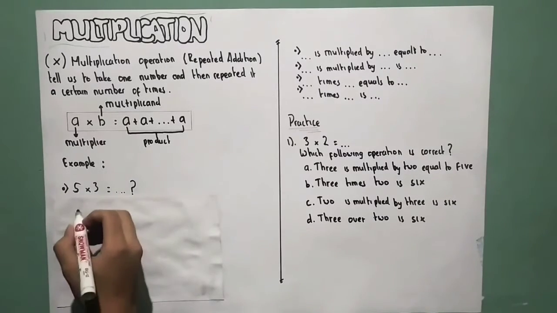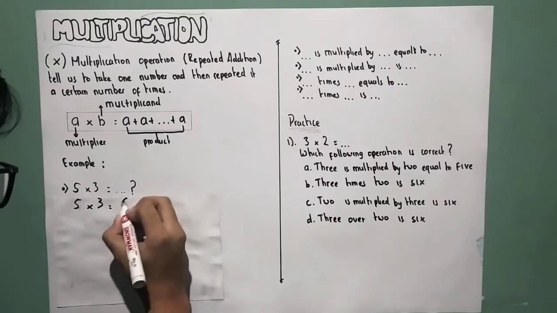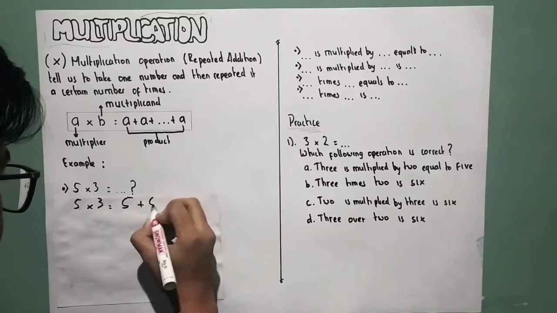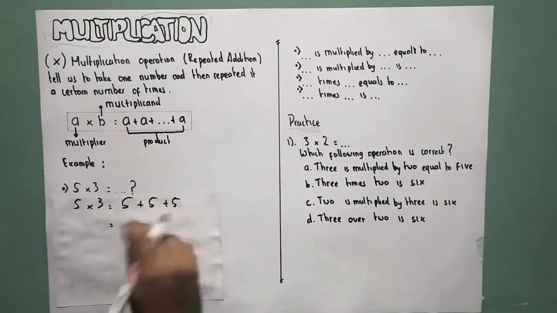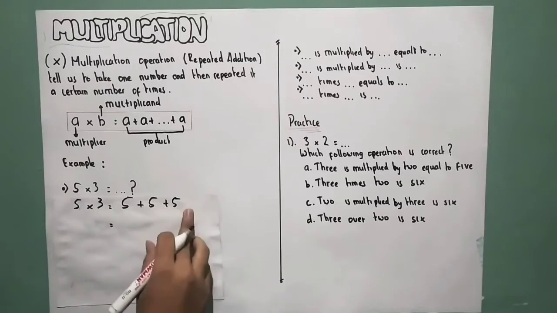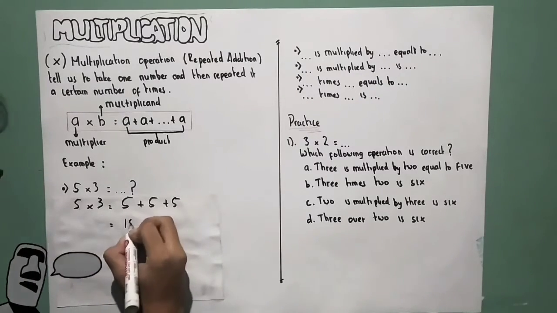So we can write like this. 5 times 3 is 5 plus 5 plus 5, 3 times. And then 5 plus 5 plus 5 is equal to, yes, 15.